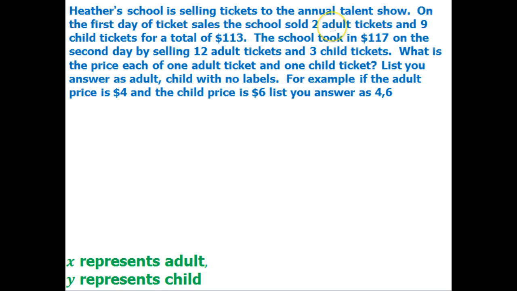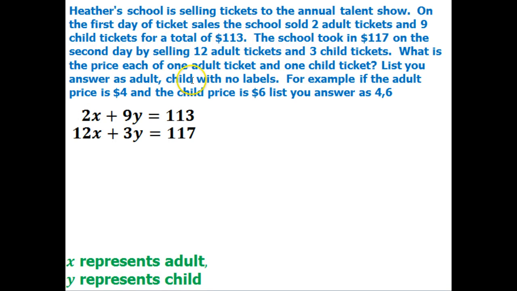2 is the number of adult tickets, so 2 times the cost of the ticket, so 2x plus 9y, where y is the child. 2x plus 9y equals 113. Again, x is the adult and y is the child. 2 times the cost of the adult ticket and 9 times the cost of the child ticket equals $113. The second day is 117, so that's going to go over here, but it's 12 adult and 3 child, so 12x plus 3y is what that one's going to end up being.